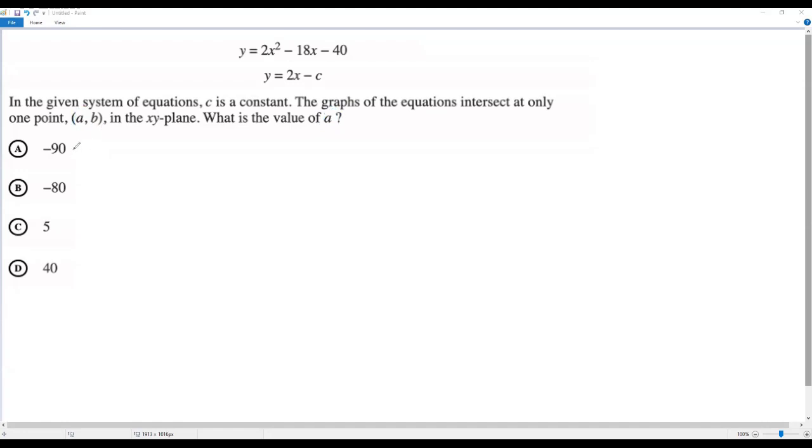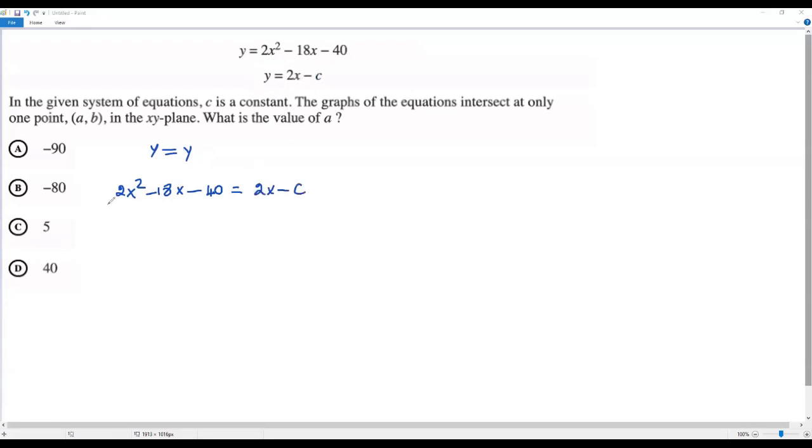So for that we have to solve the given system of equations. To solve it, I just write y equals y. For the y on the left side, I take the expression from the first equation, that is 2x squared minus 18x minus 40. And for the y on the right side, I take the expression from the second equation, that is 2x minus c.